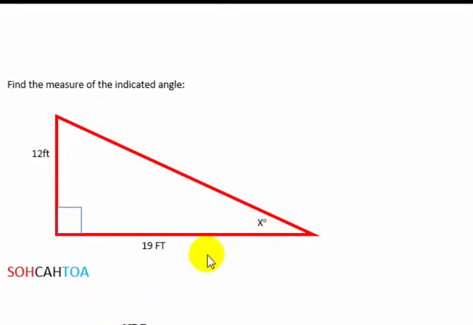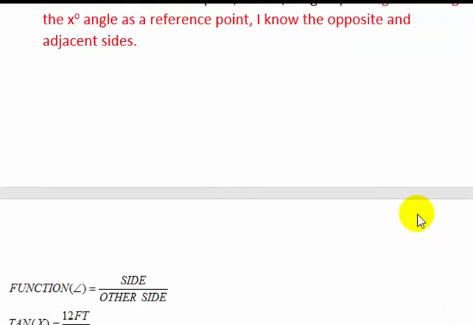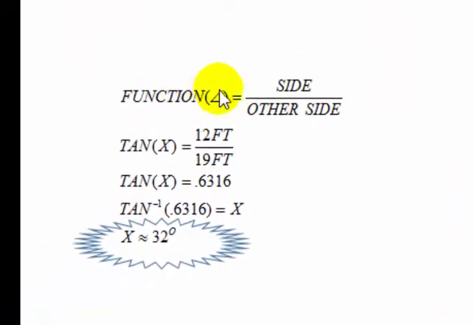So our function is going to be tangent. The angle is going to be x degrees. Since the tangent is opposite divided by adjacent, the side is going to be the opposite side divided by the adjacent side. In this case, it's going to be 12 feet divided by 19 feet. So when we go to set this up, we set this up thusly. Function of the angle equals side divided by other side. So the tangent, that's the function of x, that's the angle that we're looking for, equals side, 12 feet, divided by the other side, 19 feet.